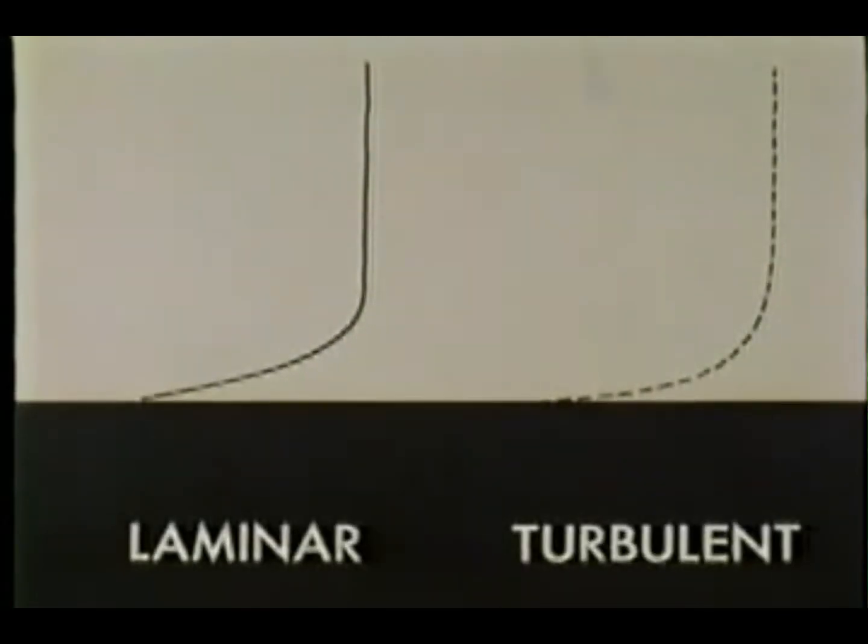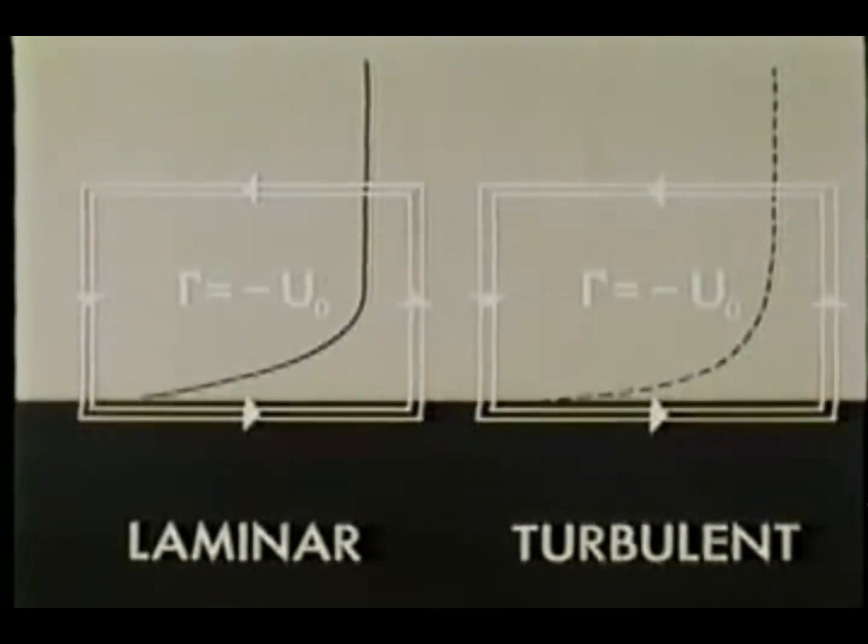The velocity gradient normal to the plate is larger for the turbulent layer, and it therefore has a larger wall shear stress or drag. The circulation is the same for both layers. Both boundary layers therefore contain the same amount of vorticity per unit length of the plate. However, the distribution of vorticity in the two layers is very different.